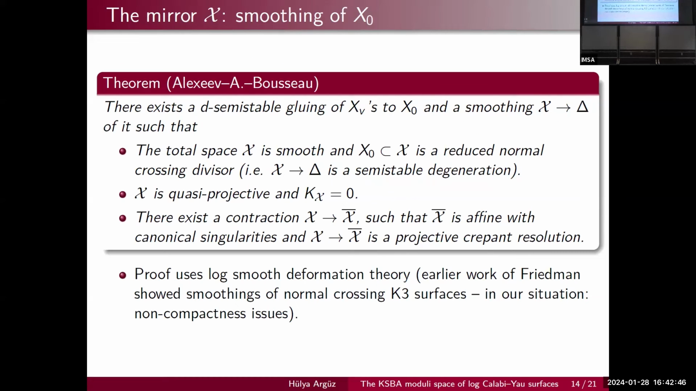Such that the X bar is affine with canonical singularities, and this contraction is a projective crepant resolution. So the idea is to show everything on the level of X0 and then lift to the total space. It uses quite some log smooth deformation theory. Friedman earlier showed how to smooth K3 surfaces in a similar way. It's significantly different because X0 has non-compact components.